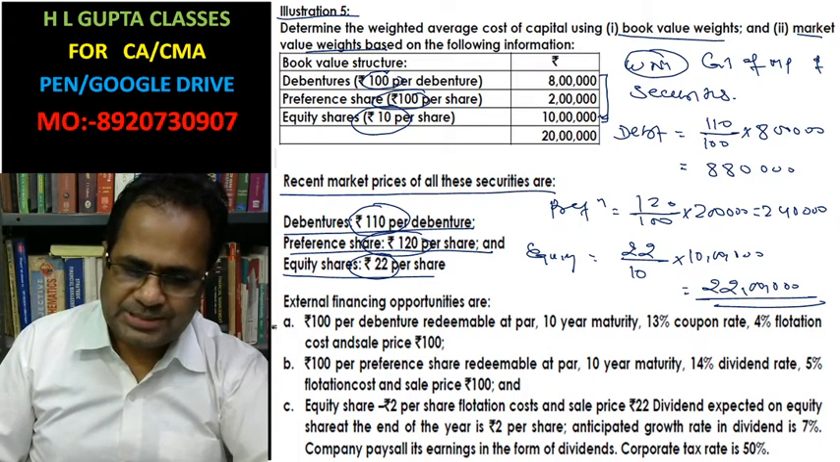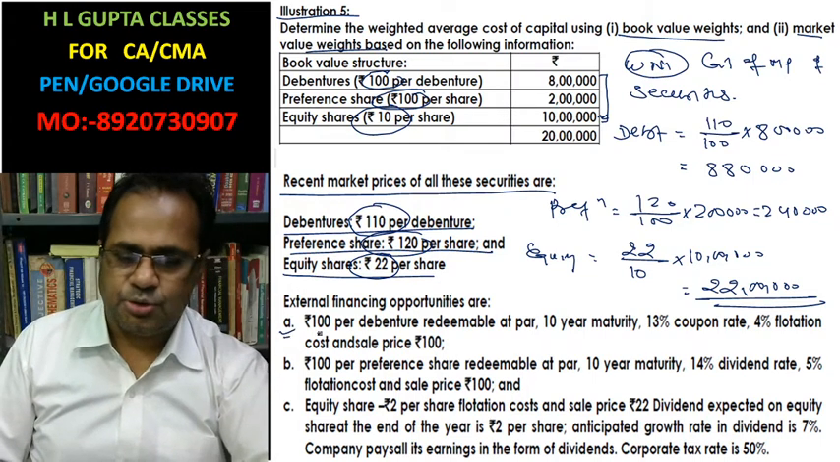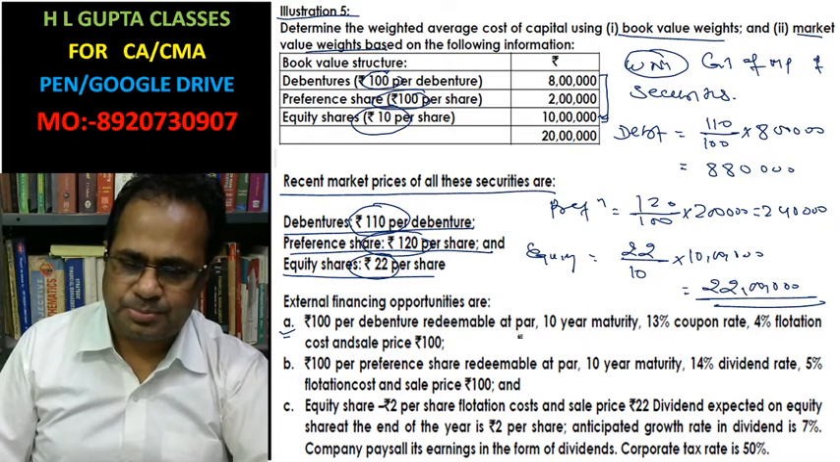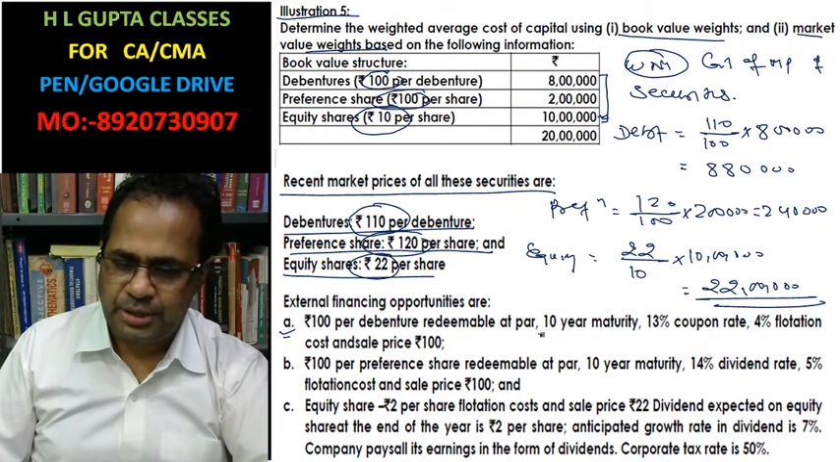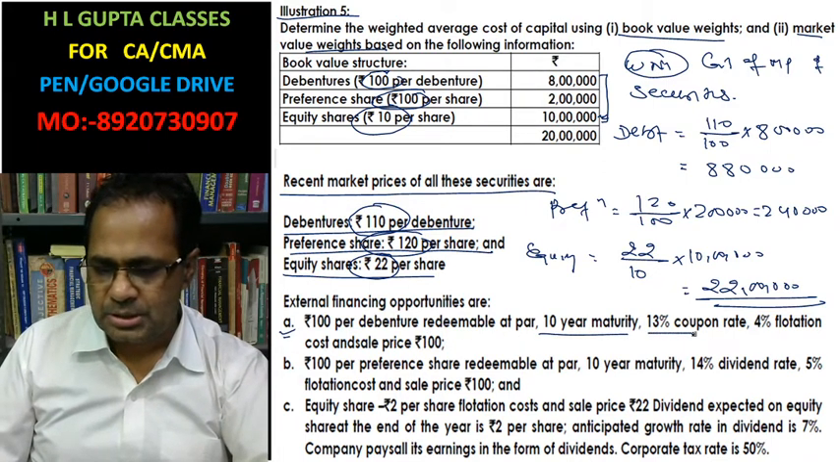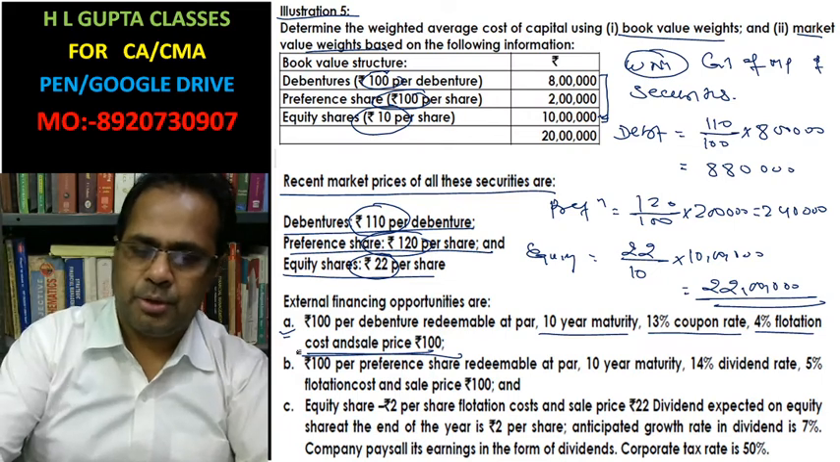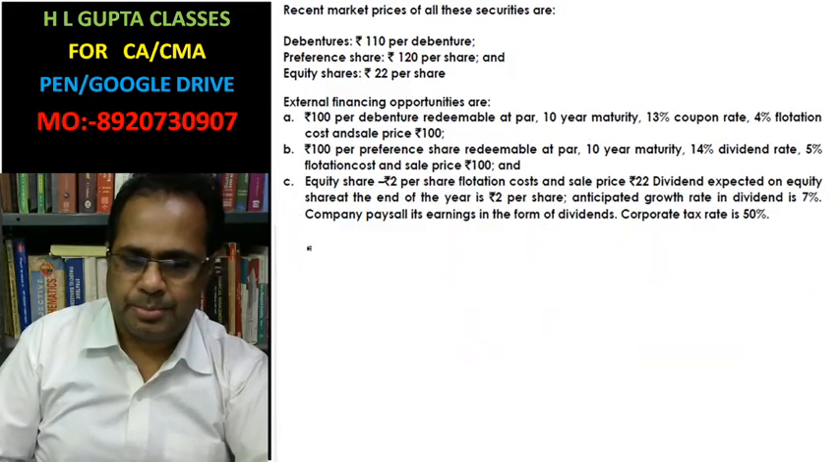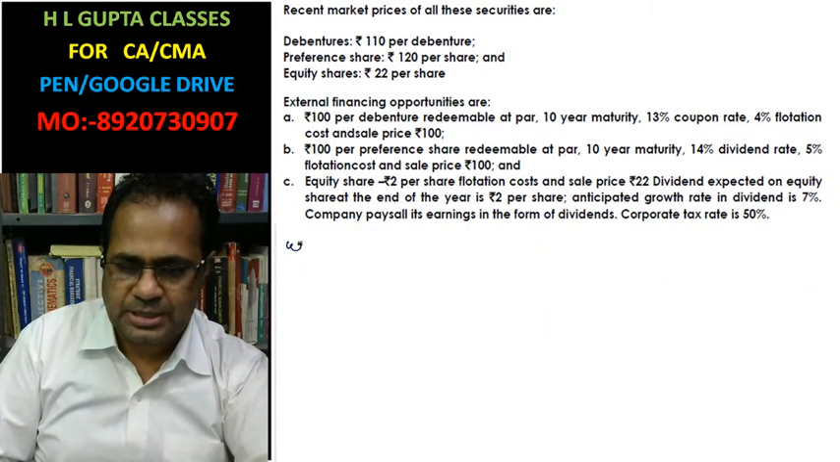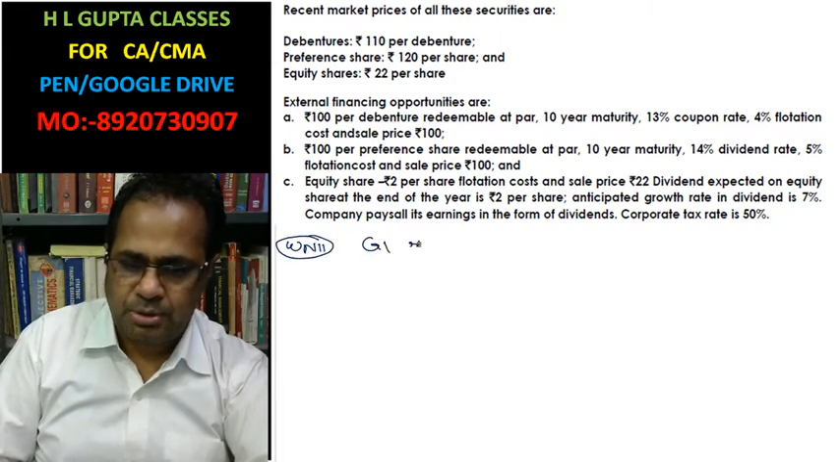Now what is it saying here? This is rupees 100 per debenture, 10 years maturity, 13% coupon rate, 4% flotation cost. Then what will be the cost of debt? So now we can calculate cost of debt. Working note second. Calculation of cost of debt.